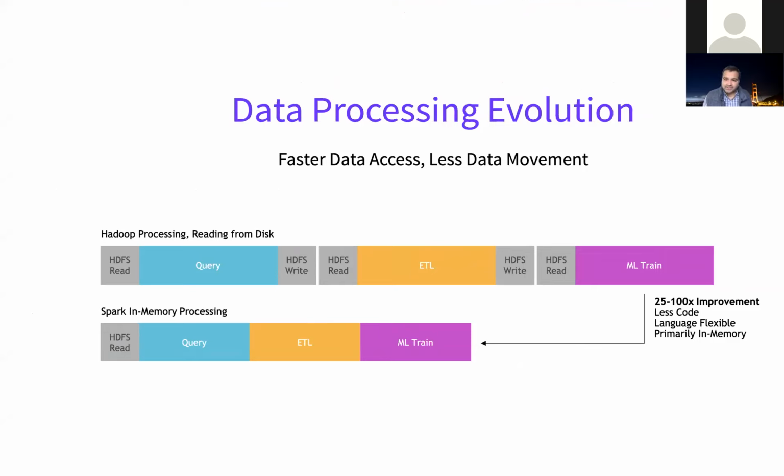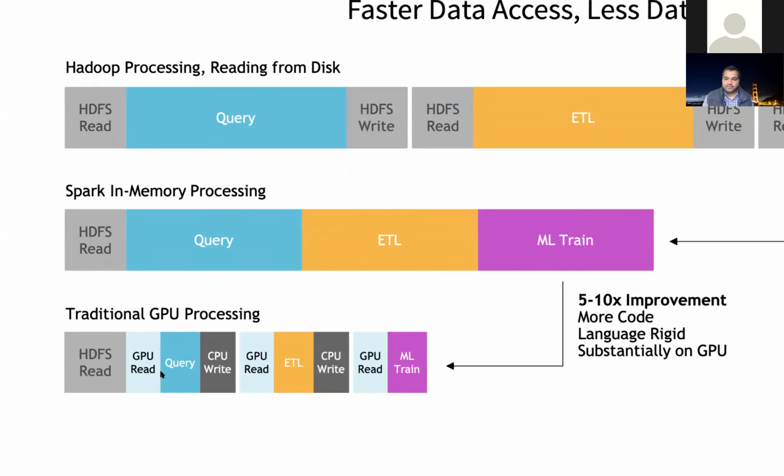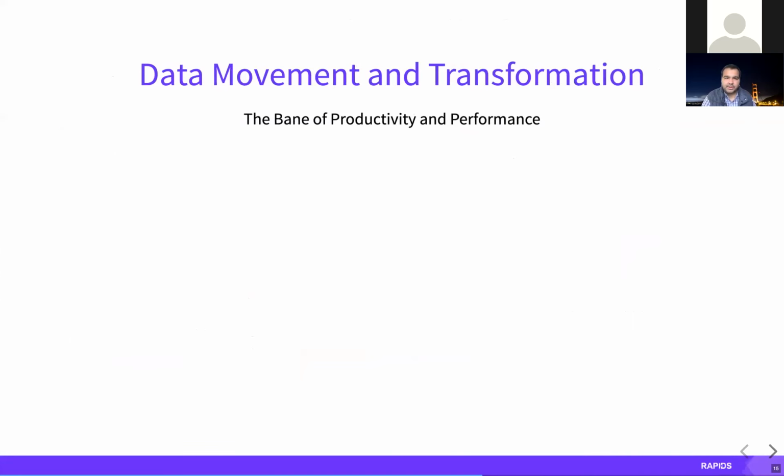And then came along GPUs, right? You got about 5 to 10x improvement with GPUs. And the way you would do that is you would read from HDFS, you would read it into GPUs, you would query, you would write it back to CPU, you would do ETLs, you would have to write it back to CPU, right? And if you think about it, these CPU writes are a problem. How? Let's talk about that.